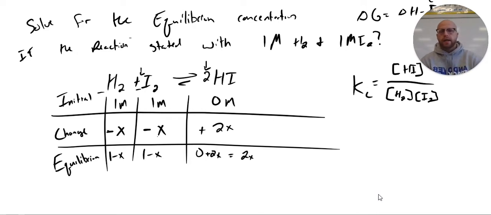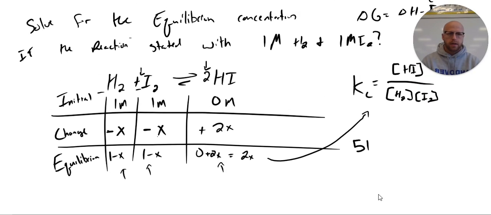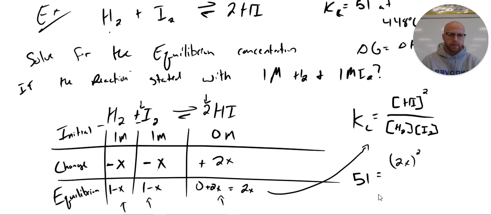Okay, so now I have my concentrations, or again, expressions for my concentrations at equilibrium. And since I have concentrations at equilibrium, I can plug those back into my Kc. So let's go ahead and do that and solve. So that's what we got here. We know the equilibrium constant was 51, and that was given, is equal to 2x quantity squared, divided by 1 minus x times 1 minus x.